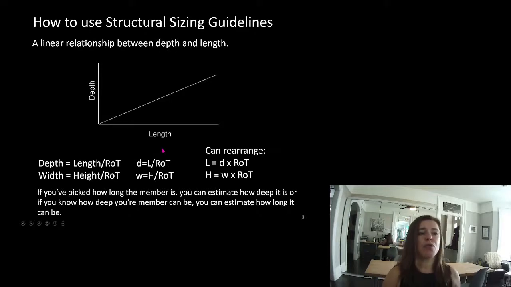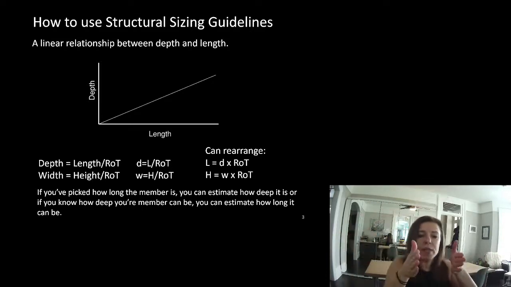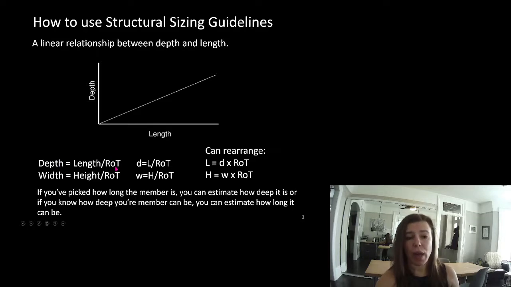Okay. How to use structural guidelines. It's a linear relationship between length and depth. So the length is how long the beam is, or whatever the element is, and depth is how deep it is. If we were talking about a column, instead of length, we'd be talking about height, and we'd be talking about width instead of depth as the dimension. So the depth equals the length divided by your rule of thumb, or your sizing guideline. Or D equals L divided by your guideline. That means you can rearrange it. If you wanted, you could find the length by saying the depth times the sizing guideline.